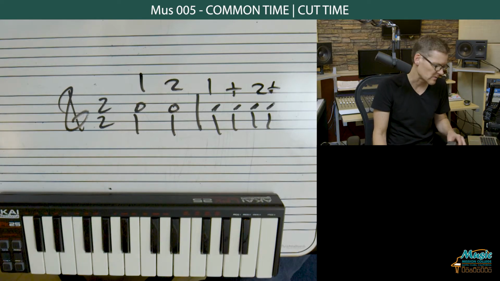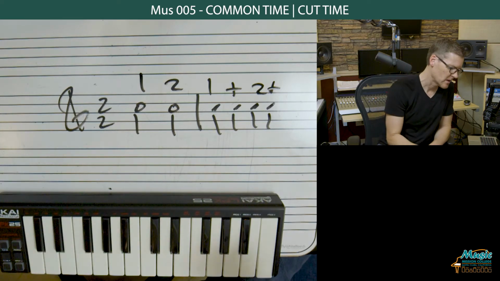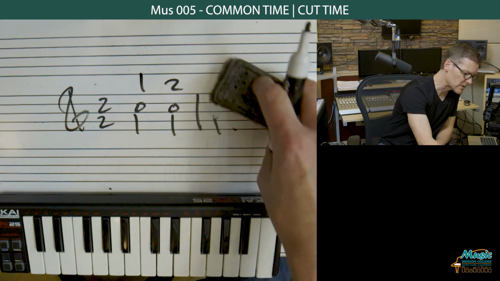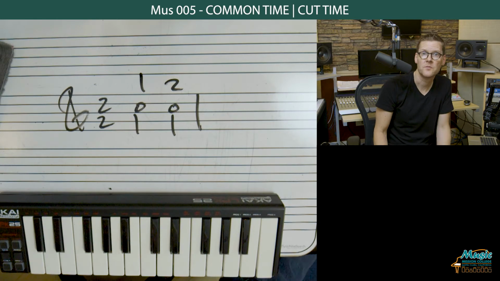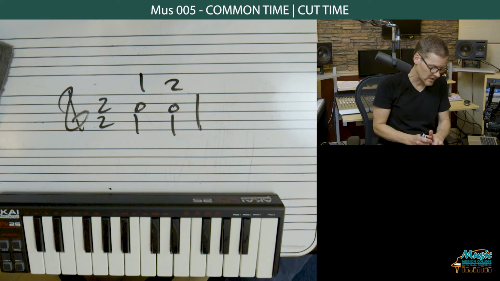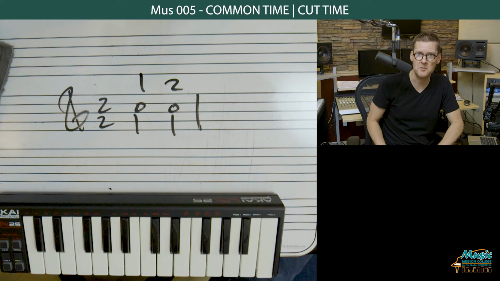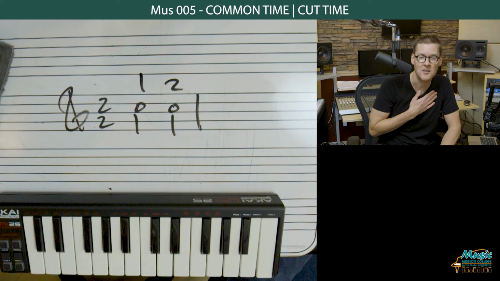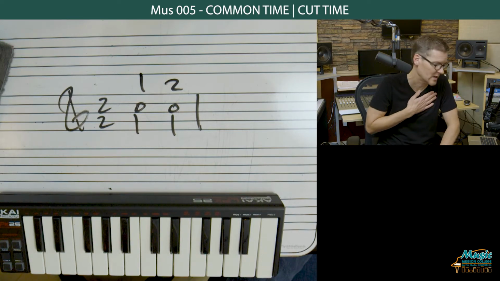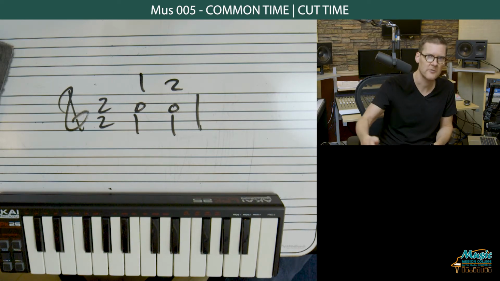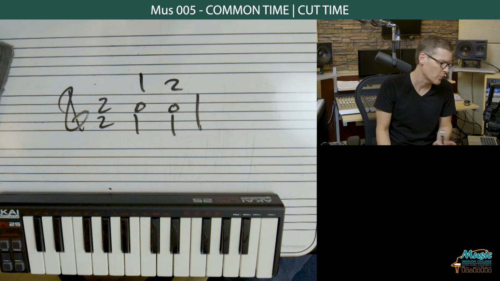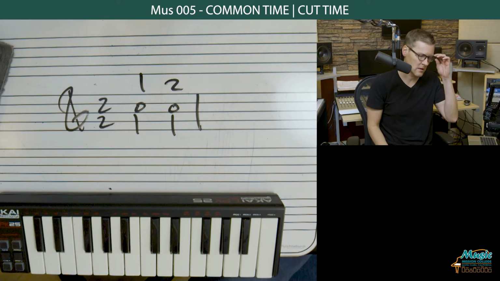Well, why would we do this? Why would we have something in 2/2 time? Well, it's because the music has a feeling of 2. 1, 2, 1, 2, 1, 2, 1, 2, 1, 2. Like a march. They have a feeling of 2. And then it's like each bar kind of resets. And so that music might be written in cut time.